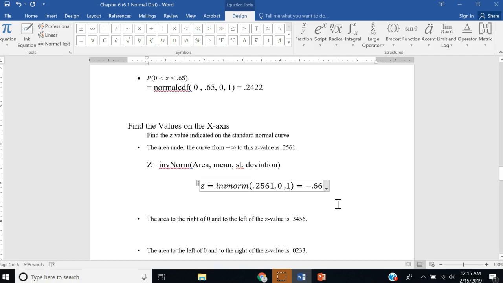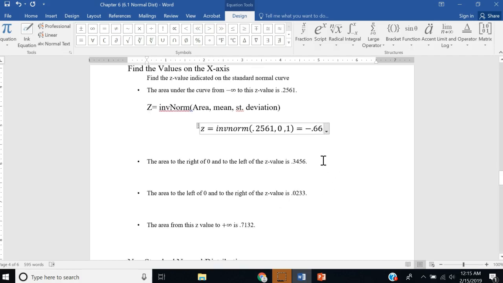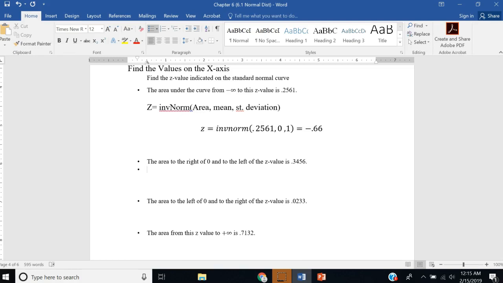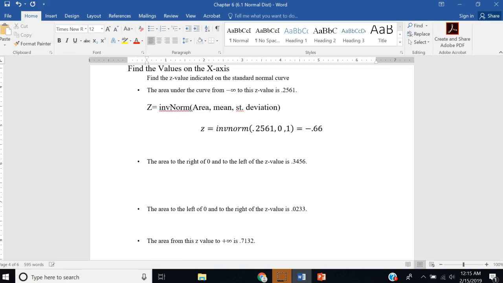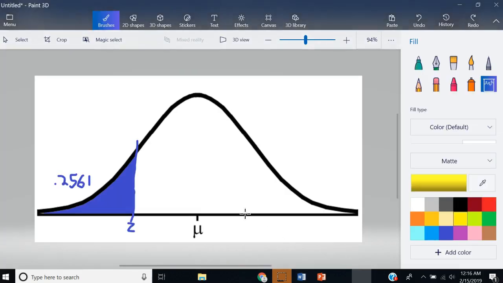Now here's where it gets a little tricky. Area to the right of 0 and to the left of the z-value is 0.3456. Now, this is not the same area that we talked about in the first problem. To the right of 0 and to the left of the z-value. What would that look like?